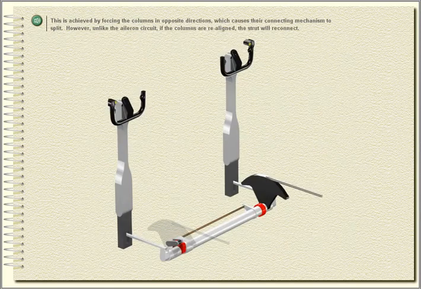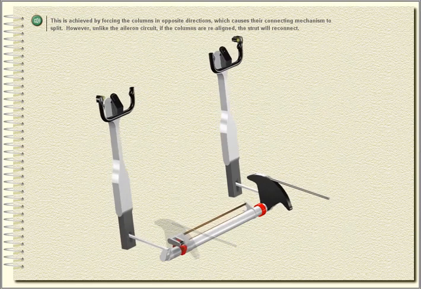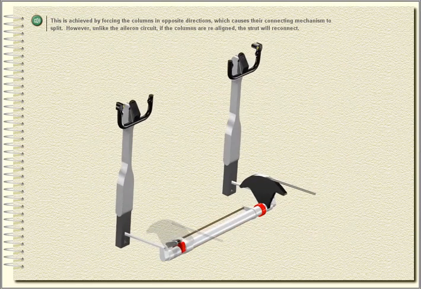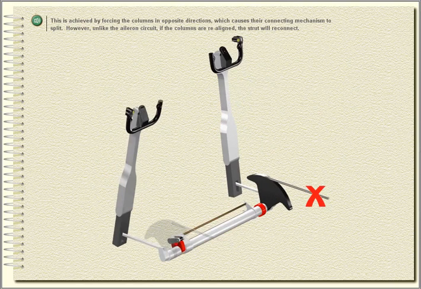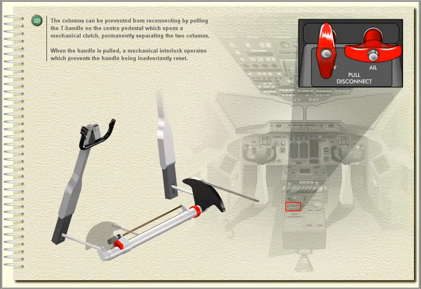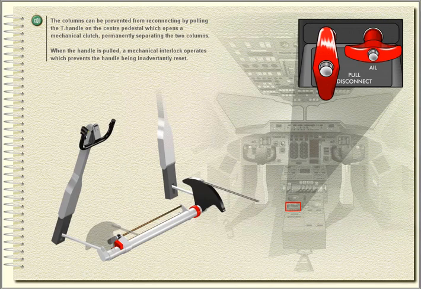This is achieved by forcing the columns in opposite directions, which causes their connecting mechanism to split. However, unlike the aileron circuit, if the columns are realigned, the strut will reconnect. The columns can be prevented from reconnecting by pulling the T-handle on the center pedestal, which opens a mechanical clutch, permanently separating the two columns. When the handle is pulled, a mechanical interlock operates, which prevents the handle being inadvertently reset.